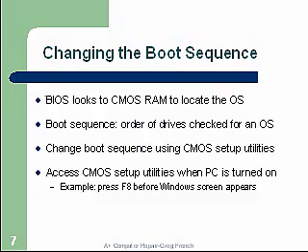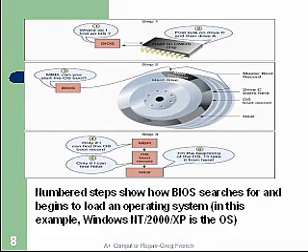Here you have a hard drive, or example of some drives. It's a good diagram in the book again, showing the steps where the BIOS searches for, finds the MBR, and then loads the operating system from the hard drive.